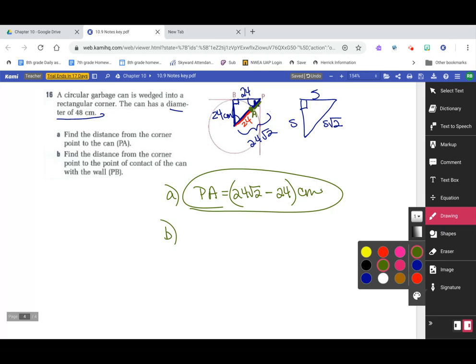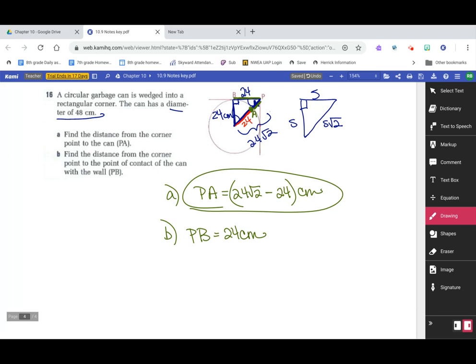For part B, we actually already answered it. It said, find the distance from the corner to the point of contact of the can with the wall. So they're just looking for this piece right here from P to B. PB is 24 centimeters. This concludes your notes for section 10.9.